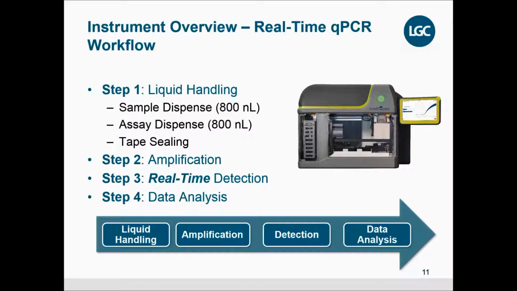So just breaking that down a little bit more, the first step after starting your protocol, the IntelliQube will dispense your samples. This is an 800 nanoliter dispense. And then your assay, also 800 nanoliters, to create that 1.6 microliter reaction. The system automatically seals the array, moves it into the thermocycling station where it will amplify your DNA through the PCR process and collect data in real time.